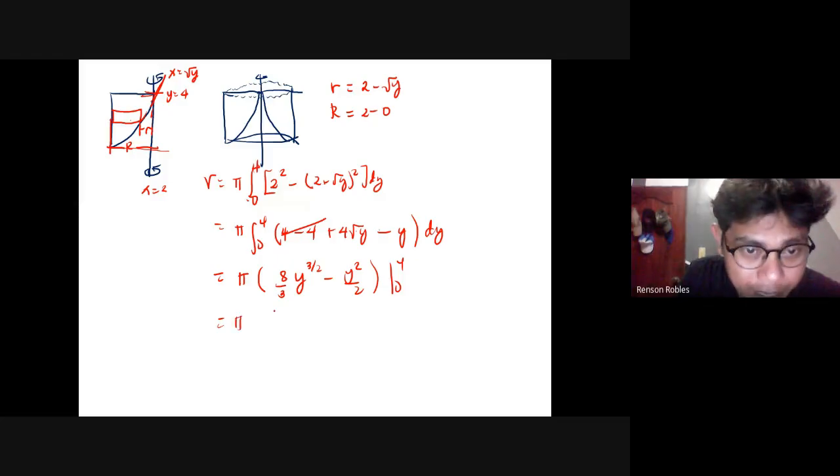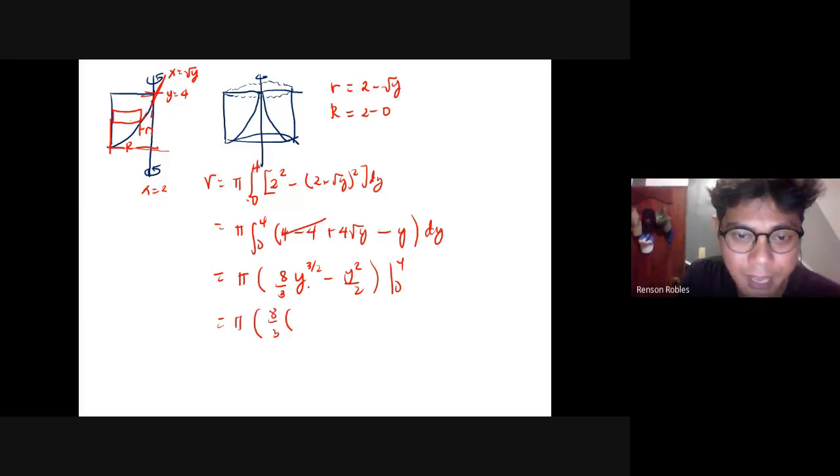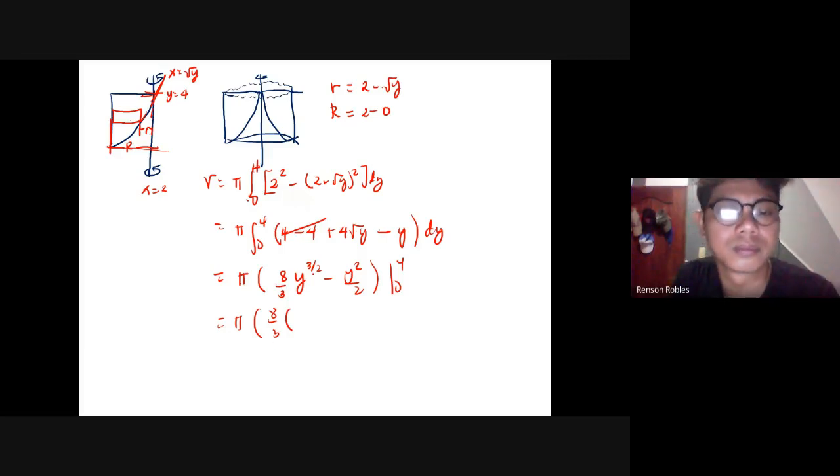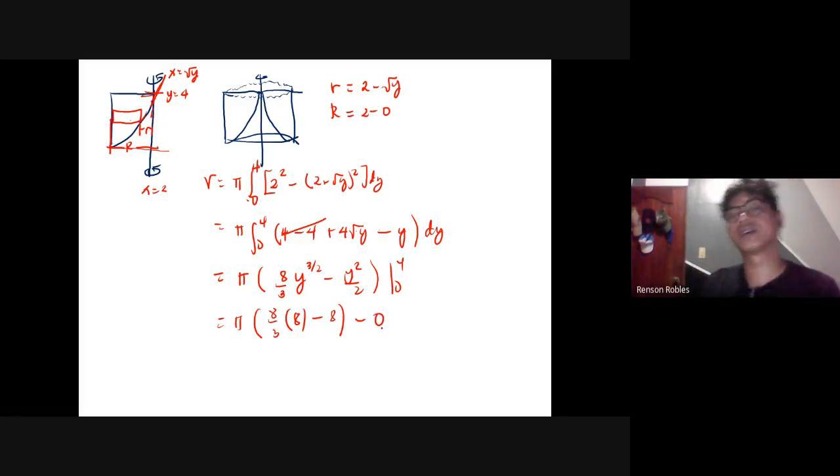So you'll have pi, then 8/3 times 4 raised to 3 halves. Square root of 4 is 2, cubed, so that's 8. Minus 4 squared, 16, divided by 2, it's 8. Then the rest will become 0. Again, you can use your calculator to verify this computation.